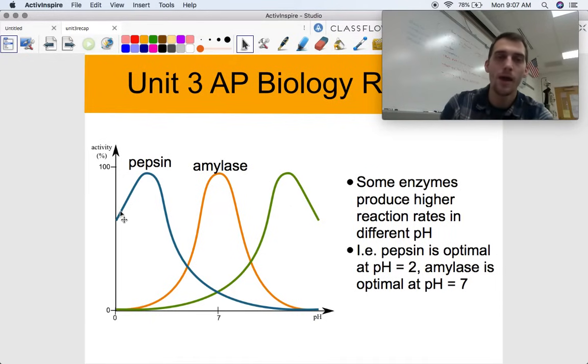Okay, so this graph is showing, you might see again here, this enzyme, pepsin, is going to work best at a low pH. It's going to have the highest activity at a low pH. This one's going to be right in the middle at neutral, and then this one, whatever this green one is, is going to have optimal enzyme activity at a high pH, or a very basic environment.